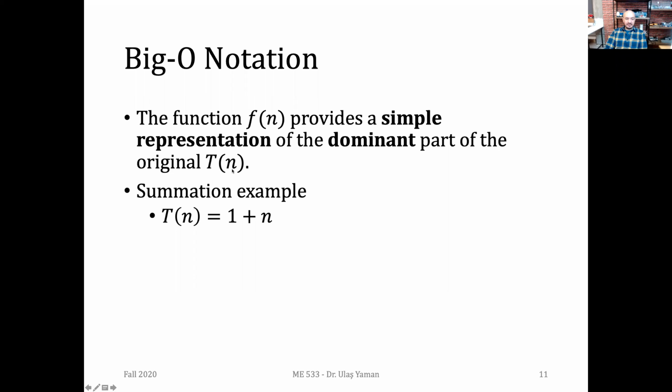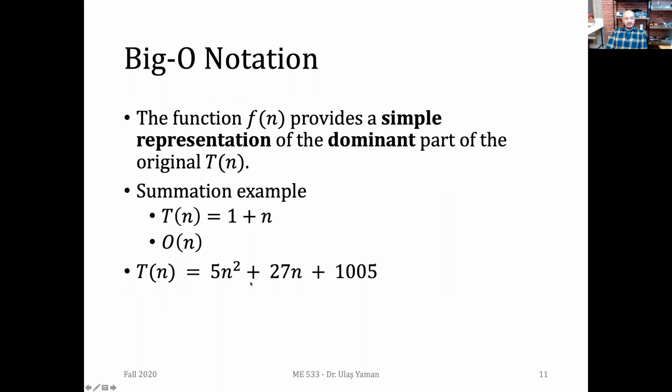So let's go back to the summation example we just performed. T of n is already written, 1 plus n. So what is f of n here? Since the constant is not important, our most important term is n. So I will say that f of n is equal to n. So that's why the big O notation will be equal to O of n.